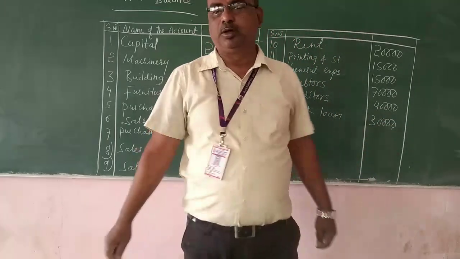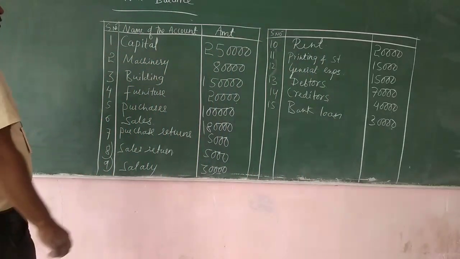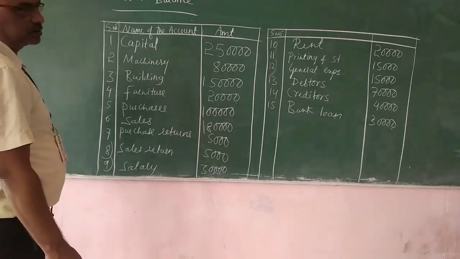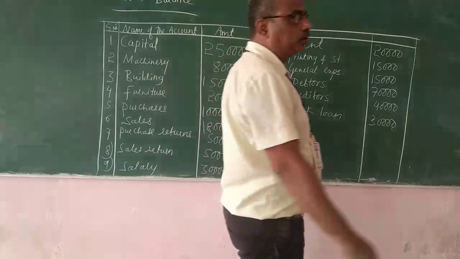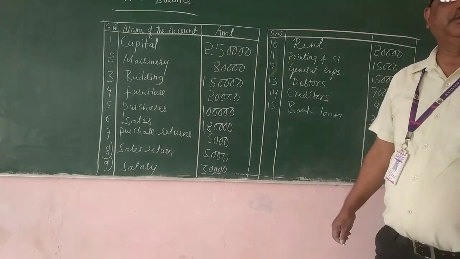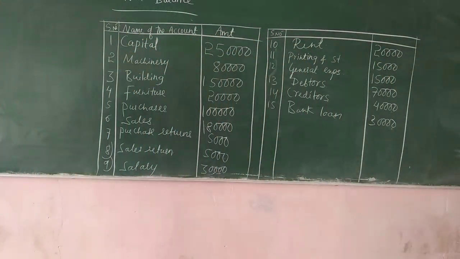Now, with the help of this information, you are supposed to prepare the trial balance. You know the format of trial balance: particulars or name of the account, debit and credit. Write down this question.